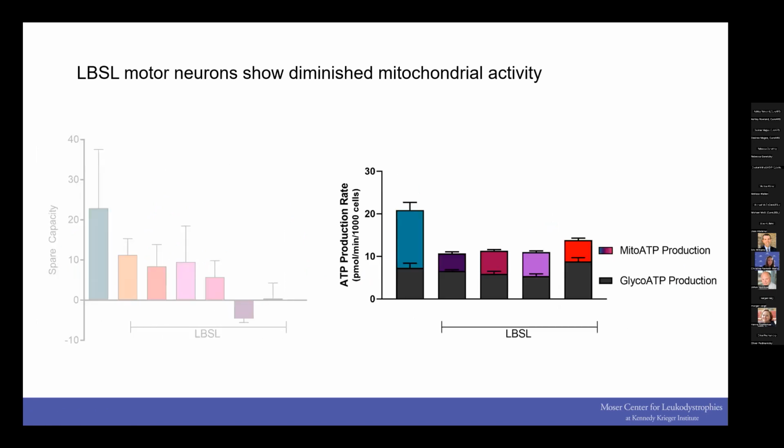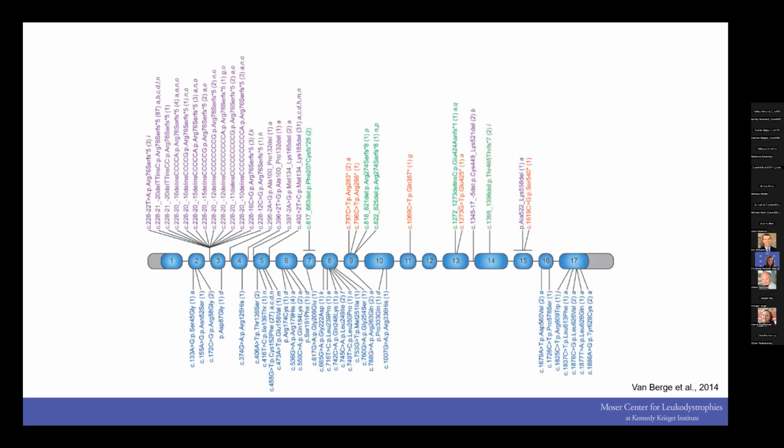If we look at the ATP production rate in these neurons, we see that glycolysis is pretty consistent. And of course, the differences that we see are with the mitochondrial produced ATP. So this is something that we're not really too surprised by. This is a general phenotyping of the cells, and this is what we're using to move forward with to test some therapies.